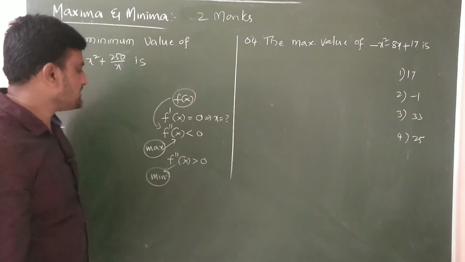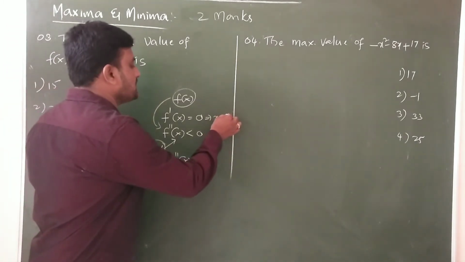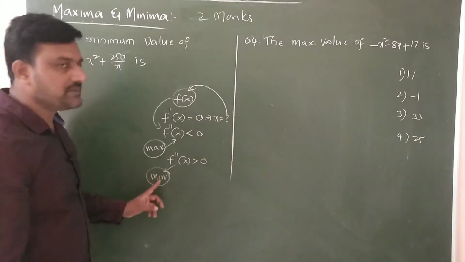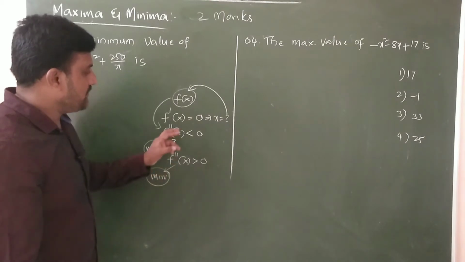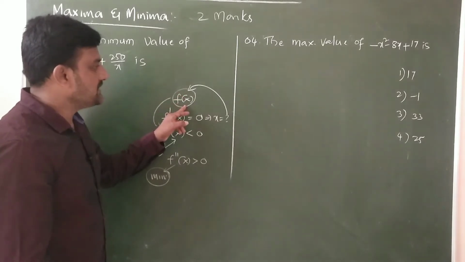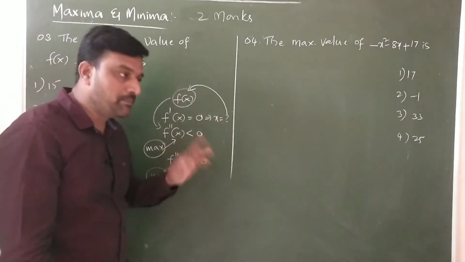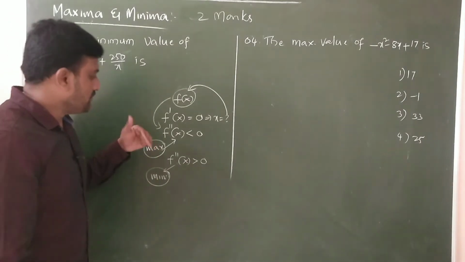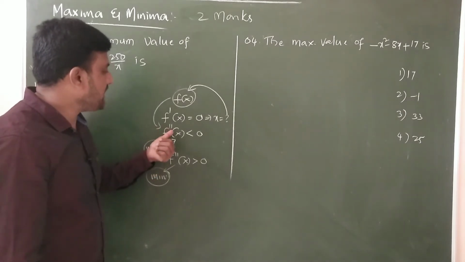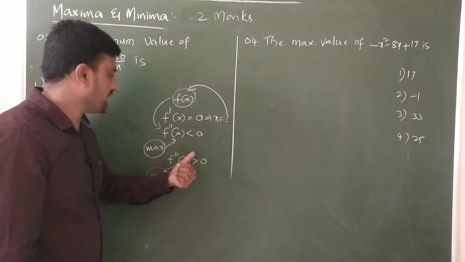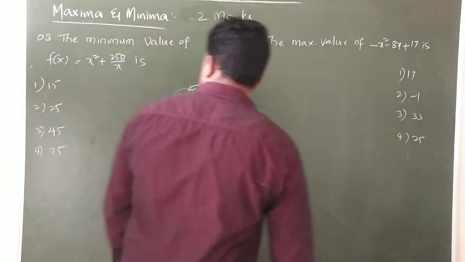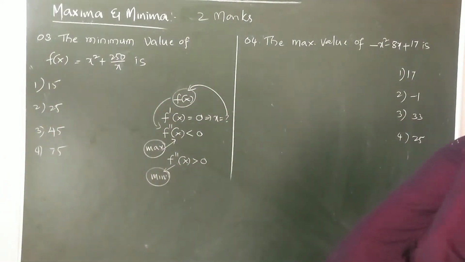So how to find the maximum and minimum? The stationary point should be substituted in this f of x. After that we will get the maximum or minimum. When we know the x value, if we substitute in f of x, then we will get the maximum or minimum value. But how to know whether it is a maximum or minimum? After getting f double dash of x, it is less than 0 or greater than 0, depending on these signs. Let us do the problem.